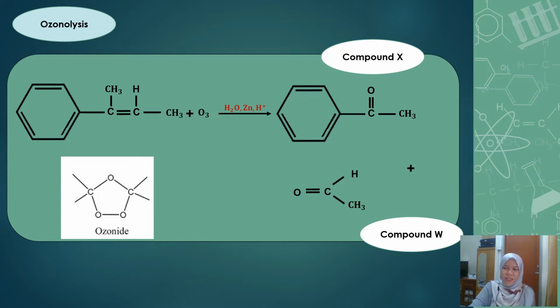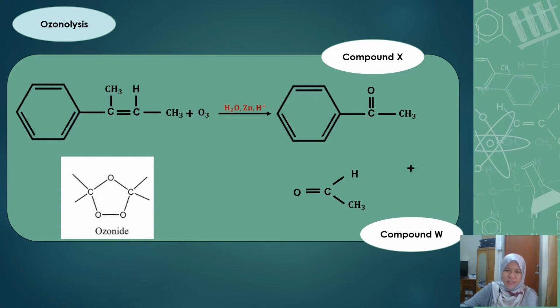Due to that, they are not usually isolated but are reduced by treatment with water in the presence of zinc and acid. Usually we use acetic acid to give carbonyl compounds, which are aldehydes and ketones. Alright, so when we do ozonolysis on compound V, we will get compound X and compound W. Compound X is a ketone, while compound W is an aldehyde.